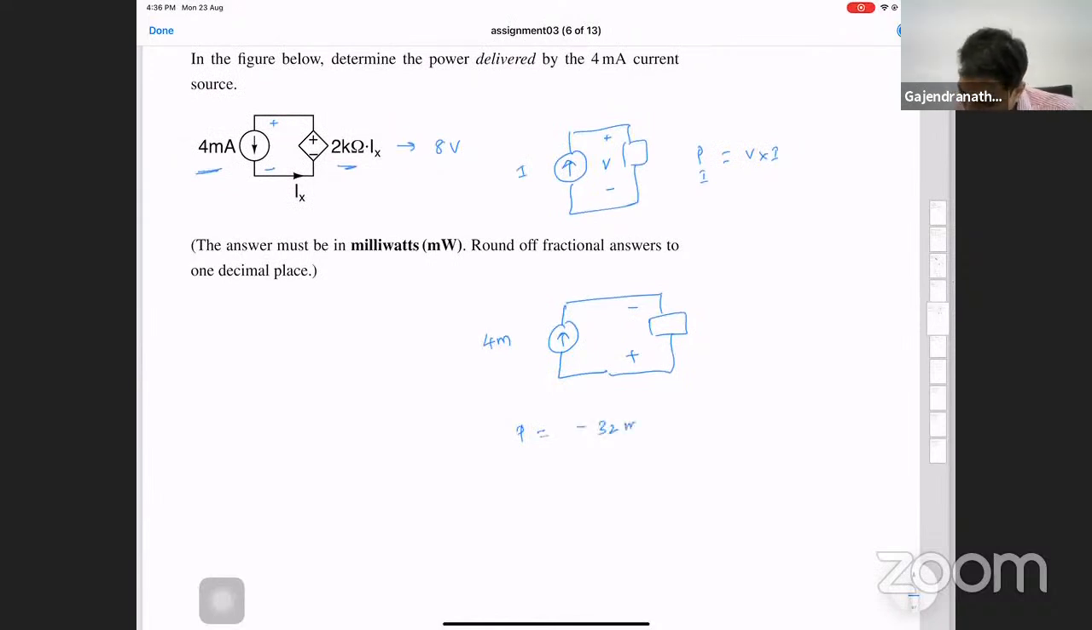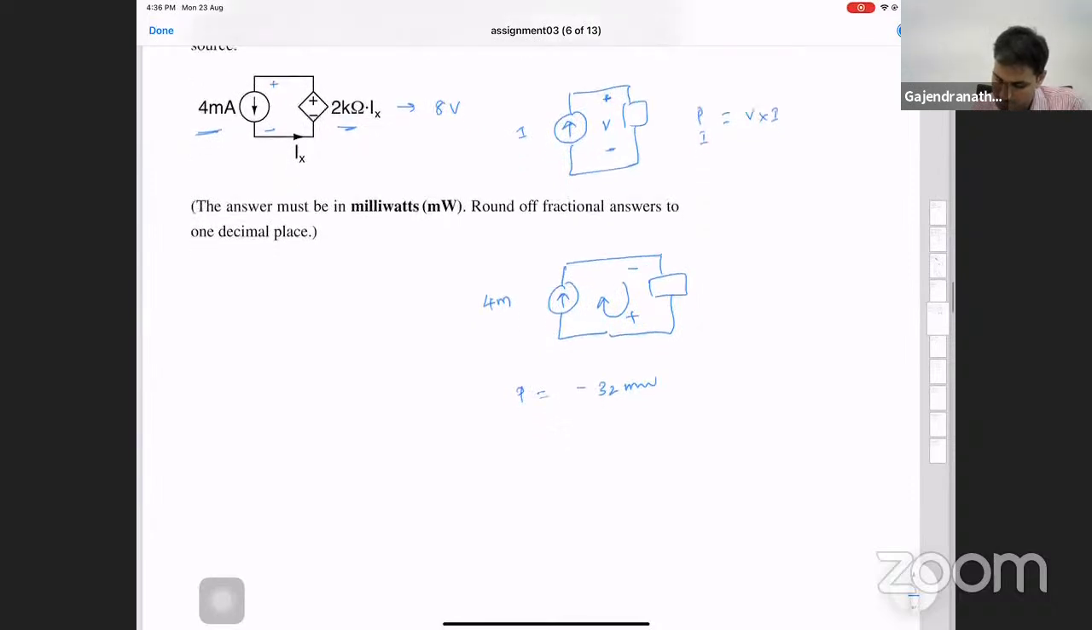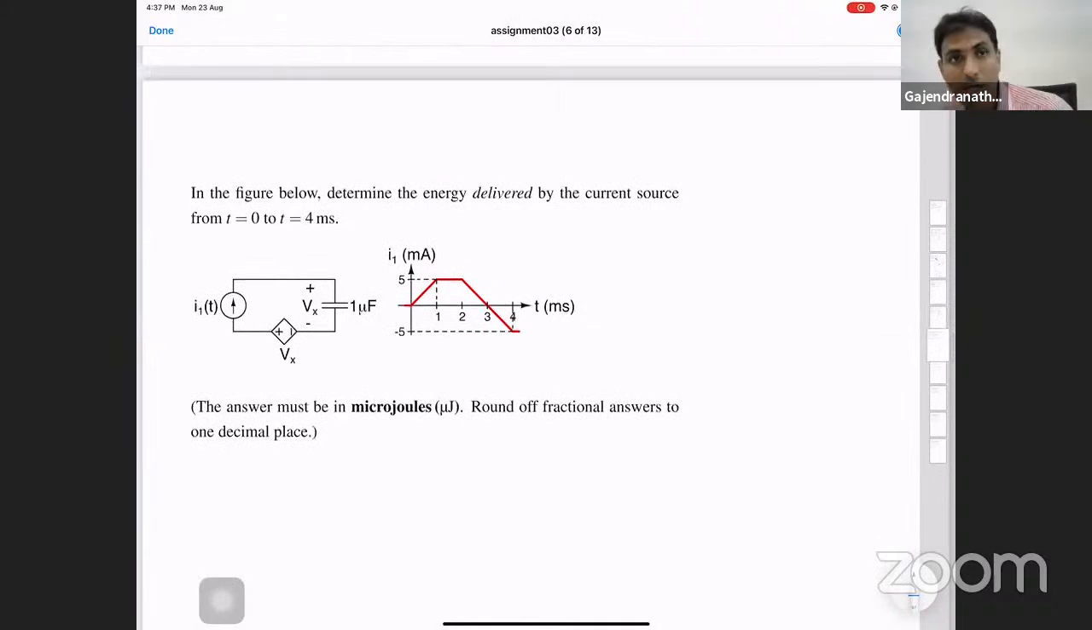Because if this element is giving a current, it should have given a plus-minus here. But if this is minus and this is plus, it means the network is actually providing current back to the source, in this direction. Because of that, we can say it's not delivering the power, it's absorbing the power. So the delivered power is minus 32 milliwatt. Let's see the next question.